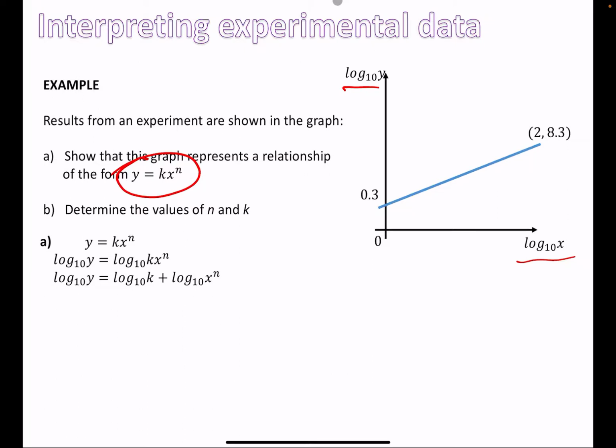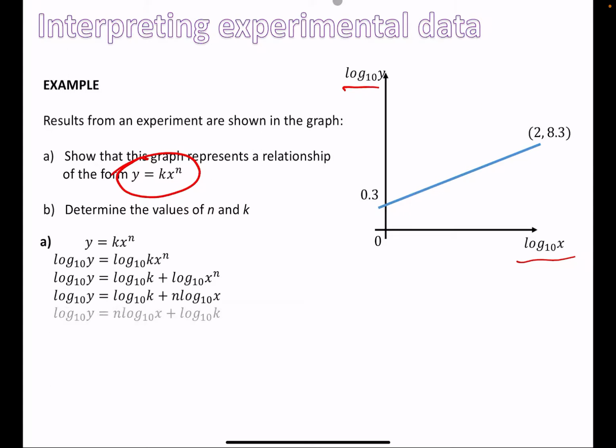Obviously, if you had this kind of rule, you'd combine them together and do k times x to the power of n. So in the same way, we can split up kx to the power of n into two separate logs. And at this point, we can move the n to the front.